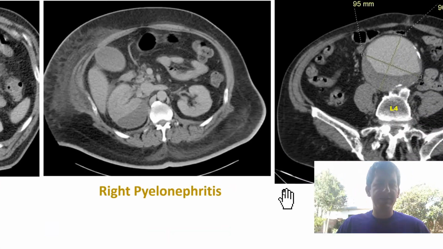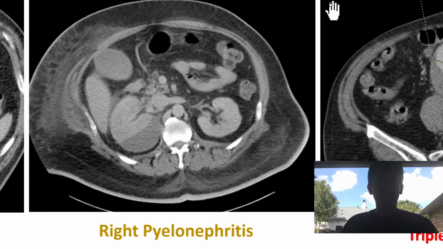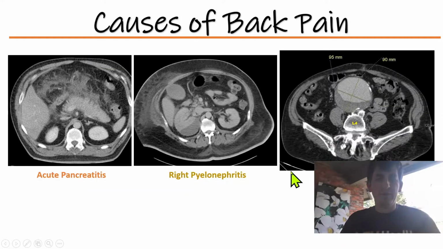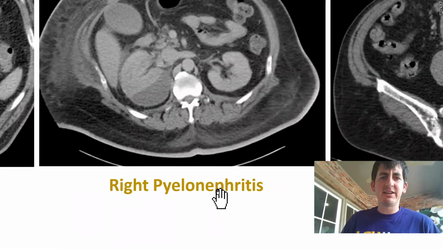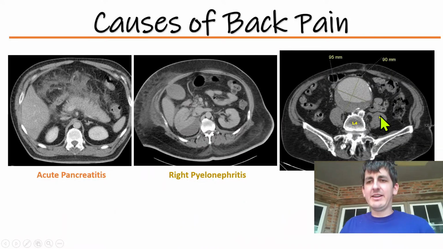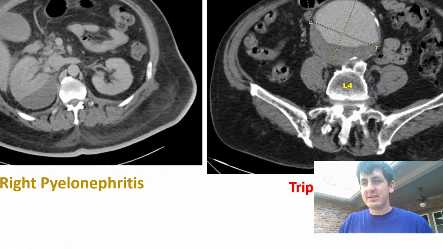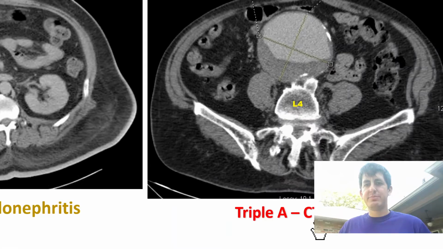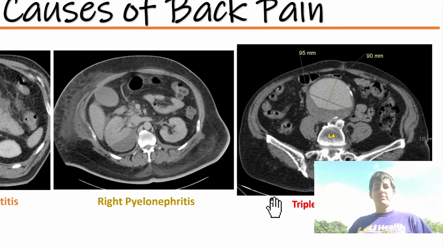Look at this one. Right pyelonephritis. The right kidney has pyelonephritis, and look at this, it's really abutting the vertebral body. So that's definitely going to cause some back pain. And then, lastly, the abdominal aortic aneurysm. This one is massive, y'all. And this is also compressing or abutting, or it's just right next to the vertebrae, right?